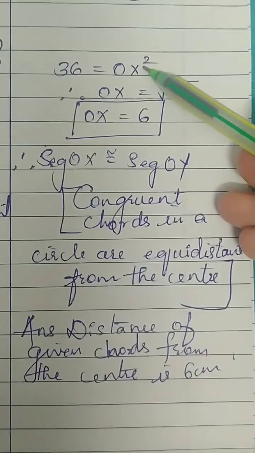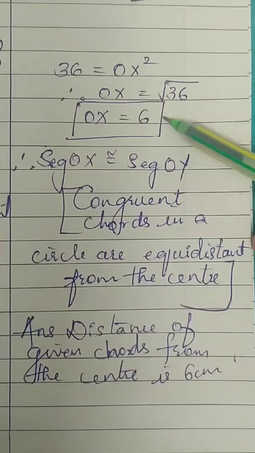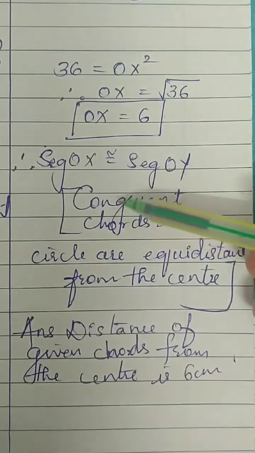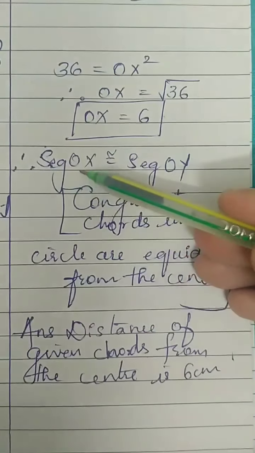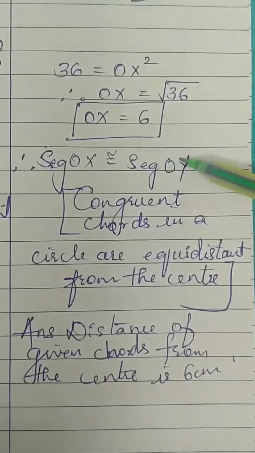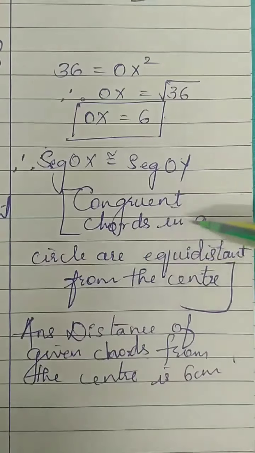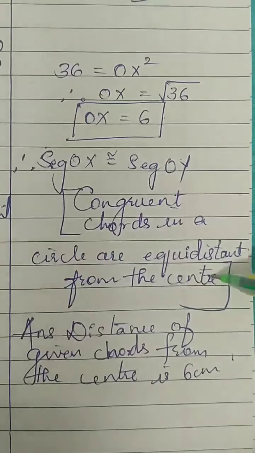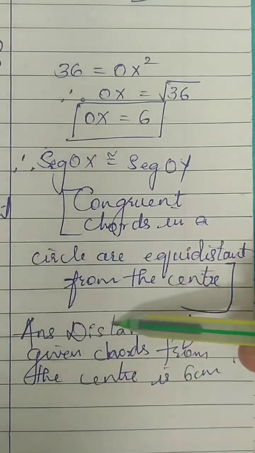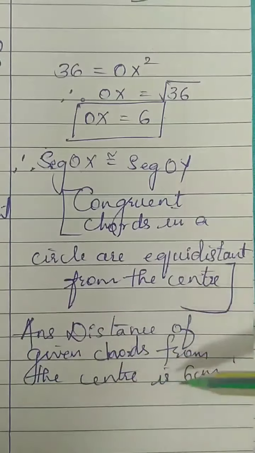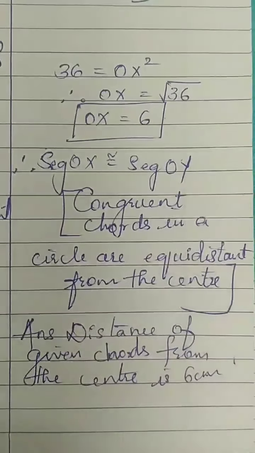36 is equal to OX square. OX will be square root of 36. OX will be 6. Then we know that if the chords are congruent, then the distance of the chord from the center, that is segment OX, will be congruent to segment OY. Write the reason, 1 mark reason: congruent chords in a circle are equidistant from the center. And the final answer, write as per asked in the question: distance of the given chords from the center is 6 centimeter, and get your 4 to 5 marks.